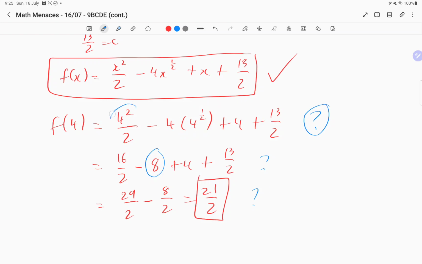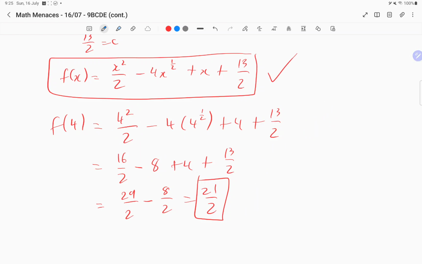And 4 squared over 2. 4 squared is? 8. 4 squared is 16. Yeah, but then divided by 2 is 8. 8 take 8 is 0 plus 4 plus 13 over 2 is 21 over 2. Yeah, it's 21 over 2. Can't find any mistakes. So what's the conclusion?